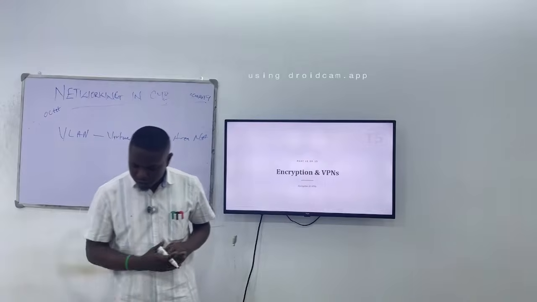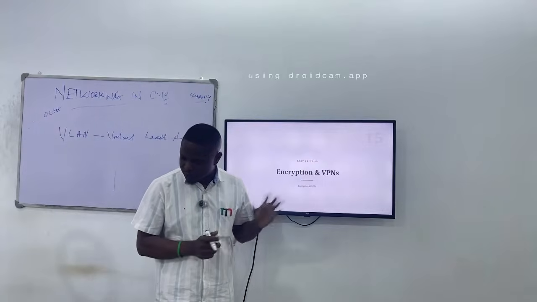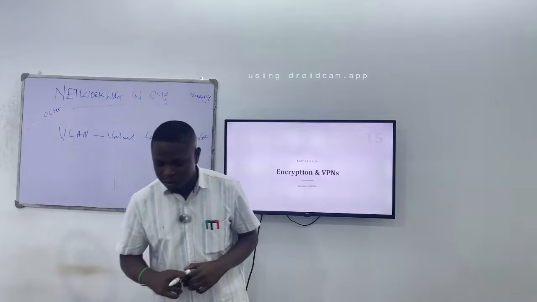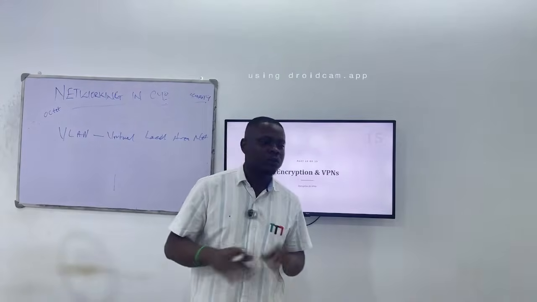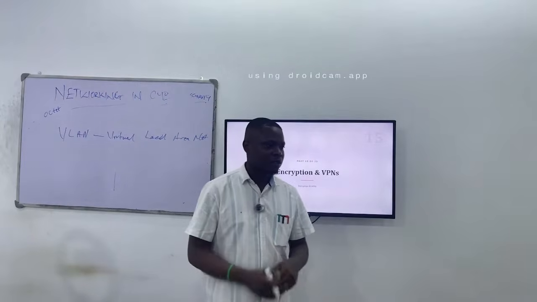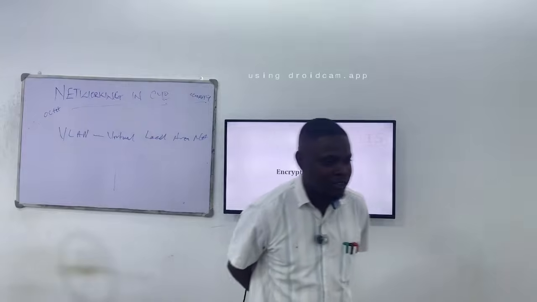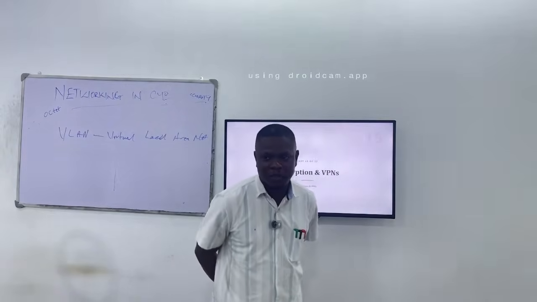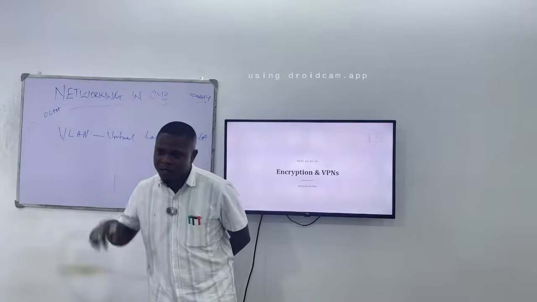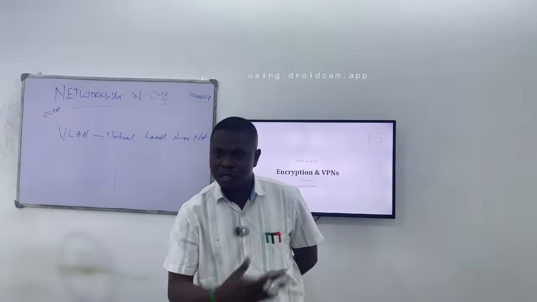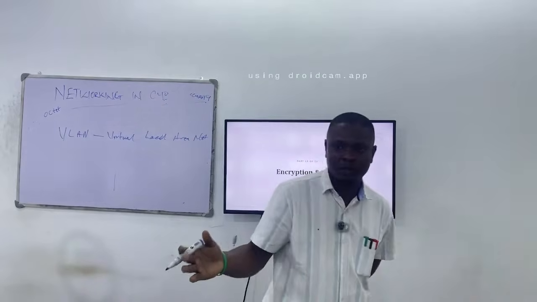Then encryption and VPNs, I guess this is the last part, and we'll do a little practical before the end of the class, like we did the last time. So encryption. What's encryption? Turning plain text into ciphertext. Encryption is converting plain text into ciphertext, which is unreadable text, something an attacker cannot read.